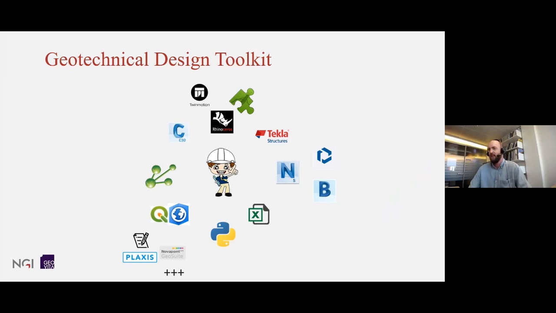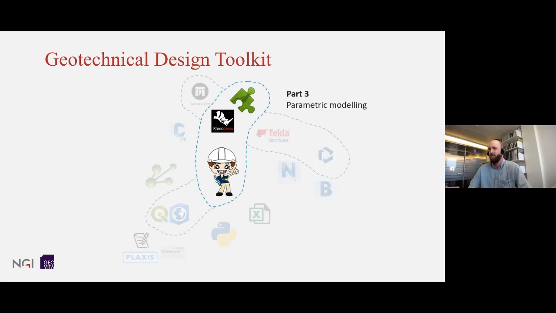So if we clean the canvas again and say hello to our geotechnical engineer, for part 3, we will dive into parametric modeling using Rhinoceros and Grasshopper. You could also opt for using, for example, Revit or Civil 3D in combination with Dynamo, but for us, Rhino and Grasshopper is so far our preferred choice.